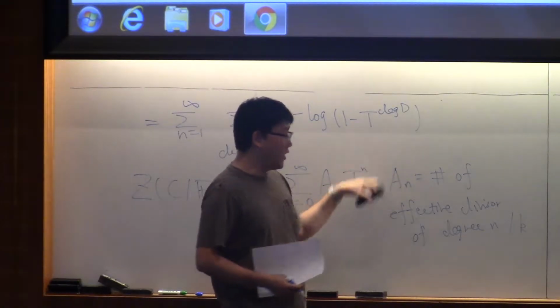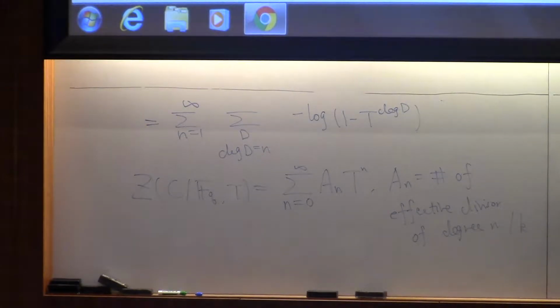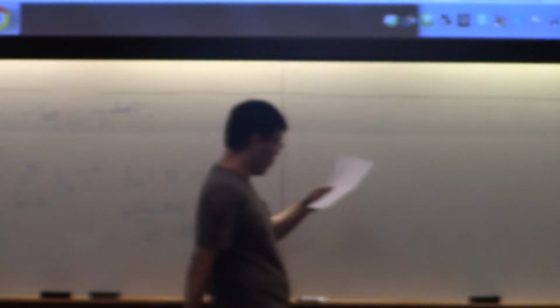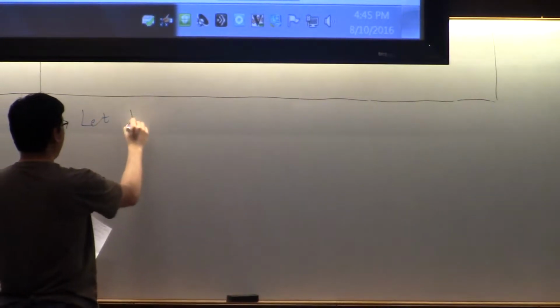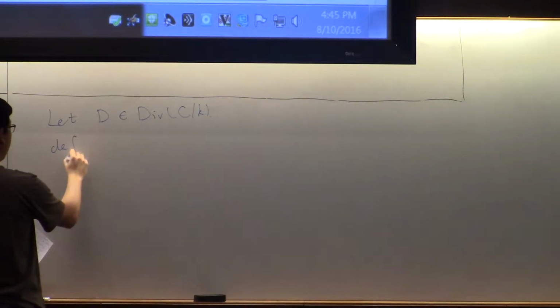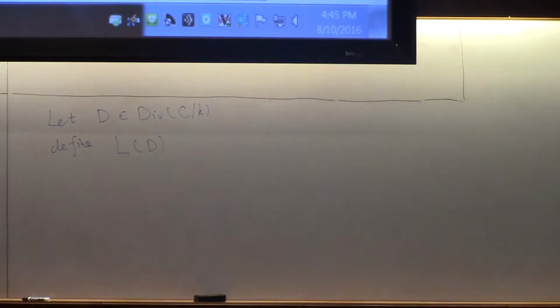And to compute this number, we need to use a very important theorem in algebraic geometry, which is called the Riemann-Roch theorem. So before I state the Riemann-Roch theorem, I have to give you more notations. Let D be a divisor on the curve C defined over K. Then I define a set which is denoted by capital L(D).